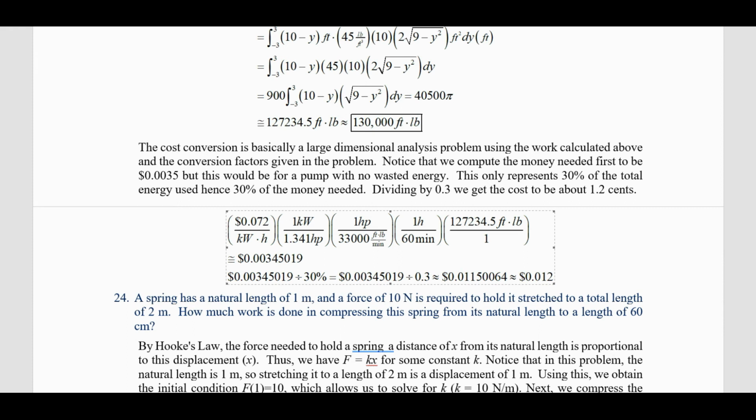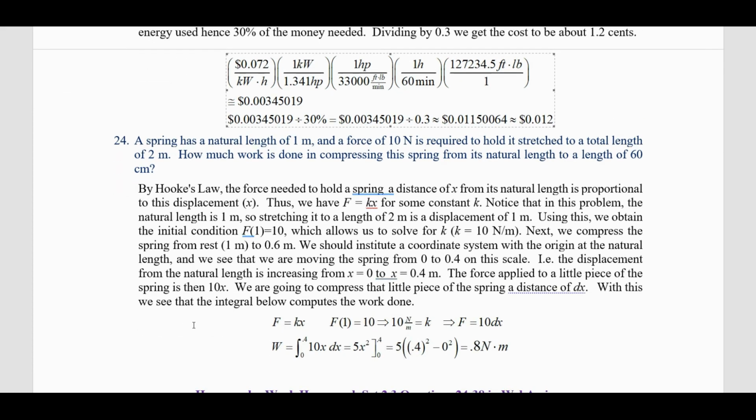So the question is: if we've got a spring with a natural length of 1 meter, and it takes 10 newtons to stretch it to a total length of 2 meters, how much work is done in compressing the spring from its natural length to a length of 60 centimeters? Okay, so let's see what we've got here. In this problem, the natural length is 1 meter. Stretching to a length of 2 meters means we actually displaced it by 1 meter from its natural length. So using this, we can obtain initial conditions. So f of 1 meter is 10, which allows us to solve for k.